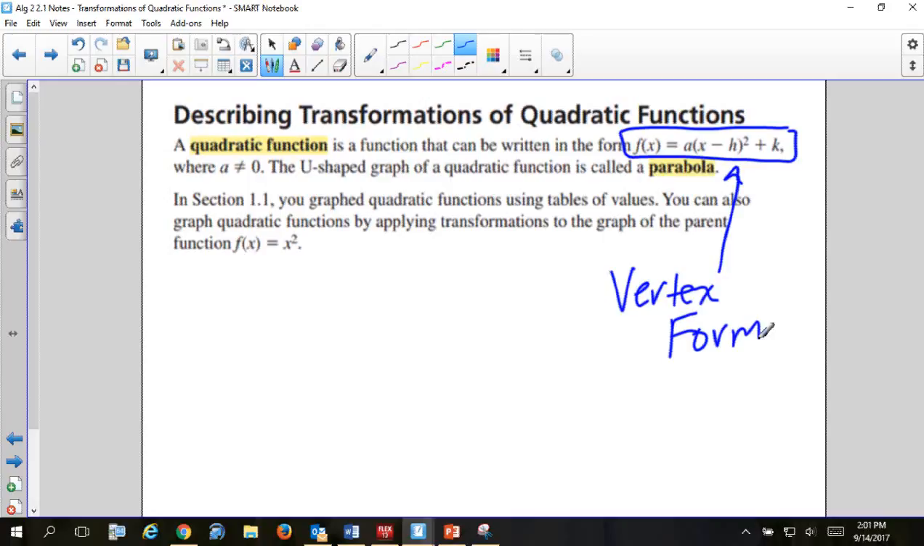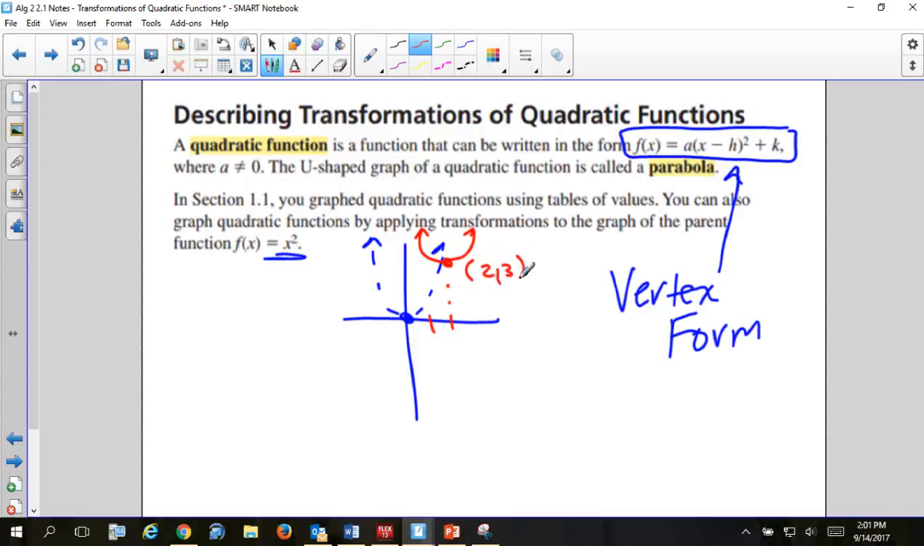So where is the vertex normally for the parent function? For f of x equals x squared, where's the vertex? Help me out. At 0, 0. If there was a translation, I don't know, 2 to the right and 3 up, where would our vertex be now? If it was 2 to the right and 3 up, it would be at 2, 3.